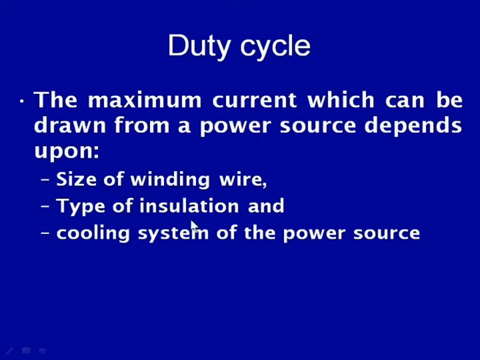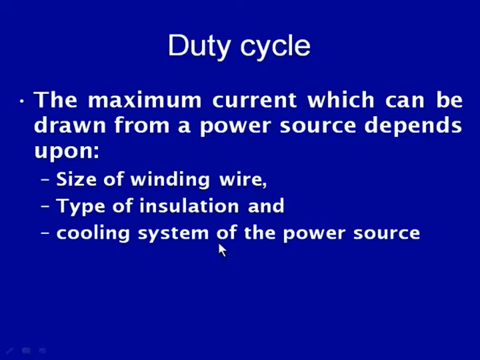Similarly, if the insulation of the coils and cables is good, then it will be able to sustain the electrical resistance heating for long. It will be able to draw the higher current without getting damaged. Similarly, if the cooling system is effective, it will be able to extract the heat generated because of the electrical resistance heating when welding is done continuously at high current.